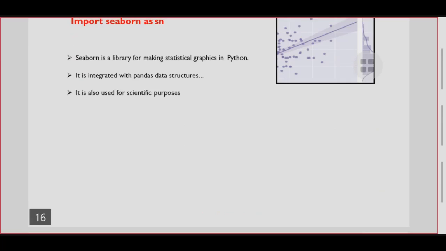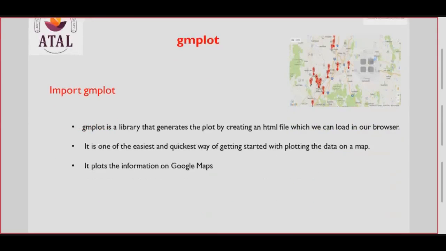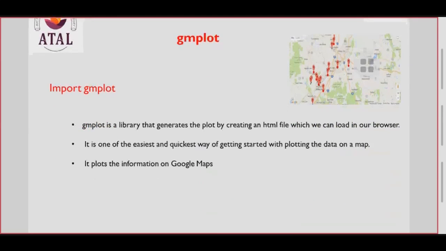Then GMplot. Already I told you about maps. GMplot is a library. We will create an HTML file, and we can load it in a browser also. There are many options for handling maps, but GMplot is easy. Gmap is a short form of Google Map. Google Map plotting.